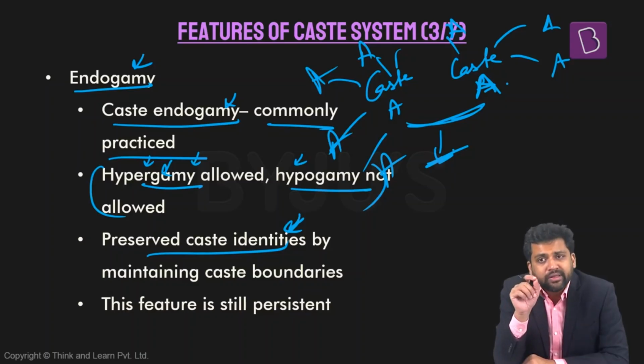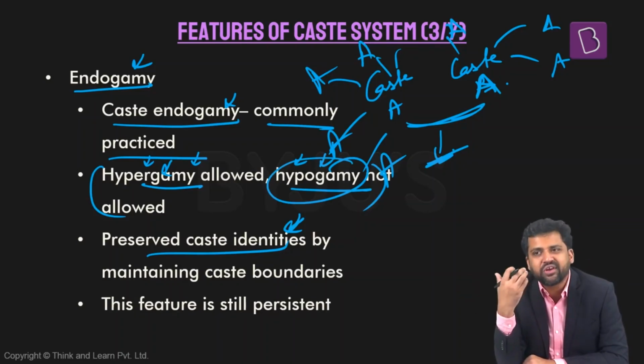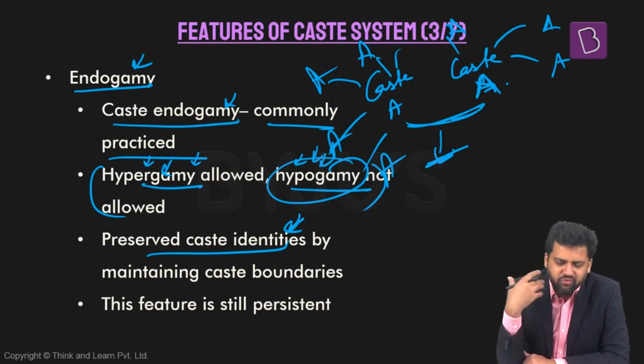Hypogamy is the reverse. Here, the female is from the upper caste and the male is from the lower caste. So this kind of marriage is typically not allowed. This kind of marriage is called hypogamy. In this case, what will happen? The female is getting married to someone from the lower caste. So the female's caste status is now going down as compared to what it was in the past. So generally there are restrictions around it.